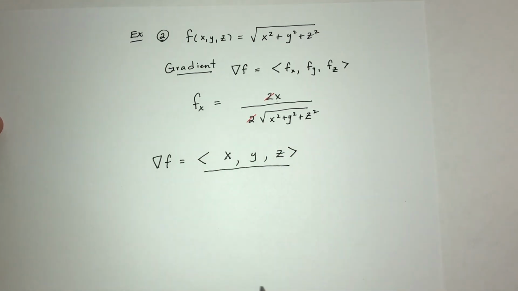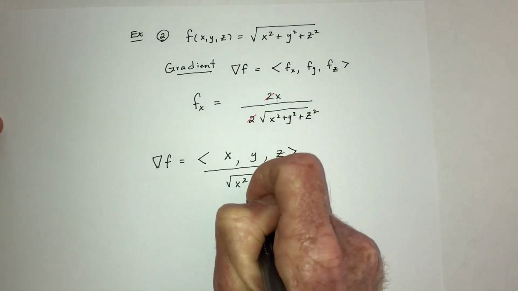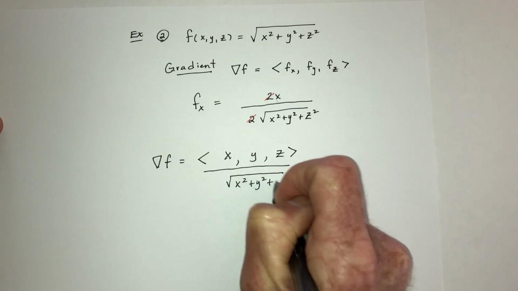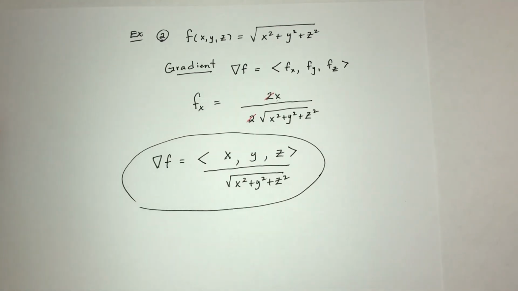Or I could write it like this. Since they're all divided by the same thing, I could just say the whole thing is divided by that square root. And there, we've created our very own vector field.